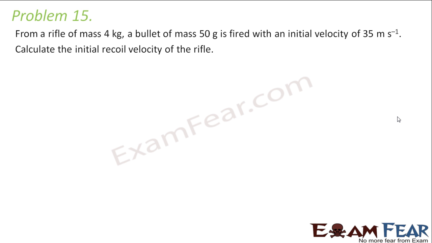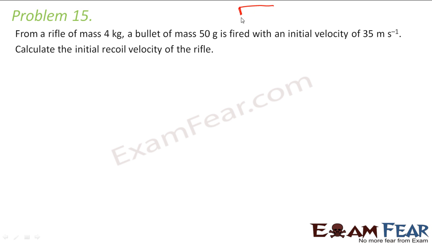It says, from a rifle of mass 4 kgs, a bullet of mass 50 grams is fired with an initial velocity of 35 meters per second. Calculate the initial recoil velocity of the rifle. I was talking about this bullet and rifle example while talking about conservation of momentum, right? So what happens in this case?